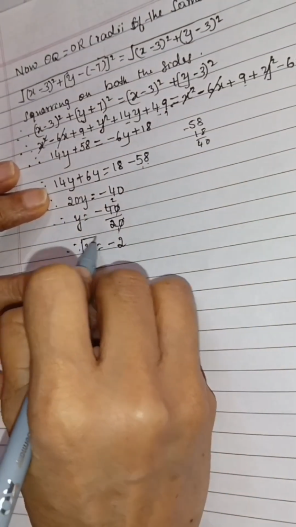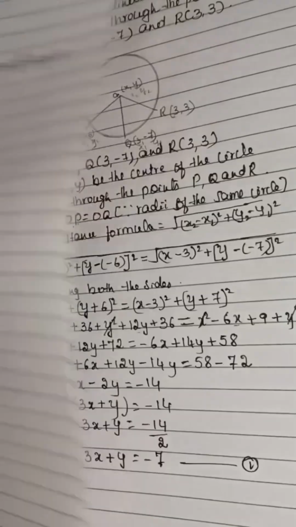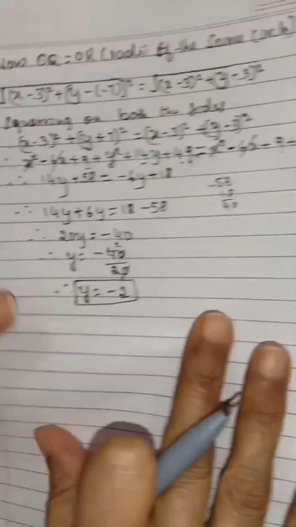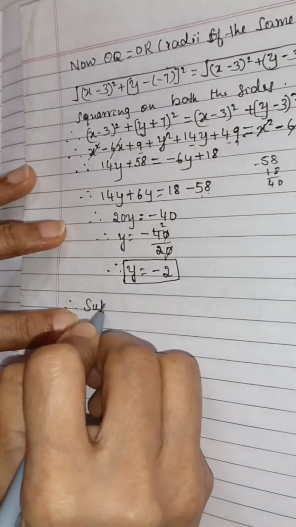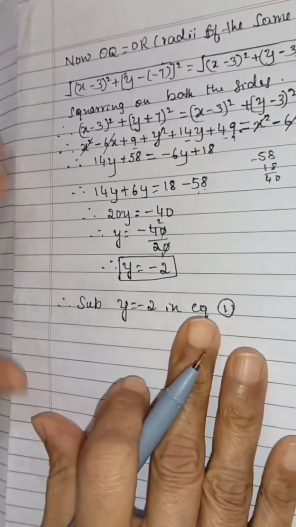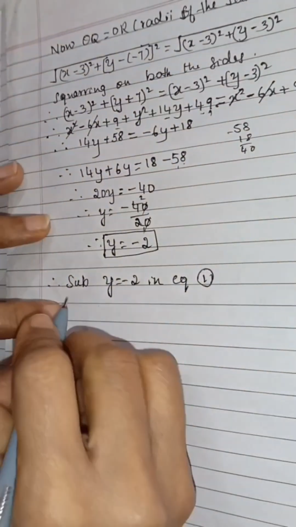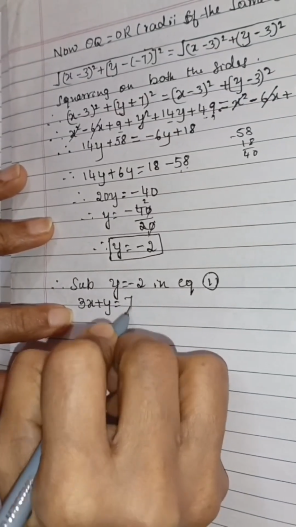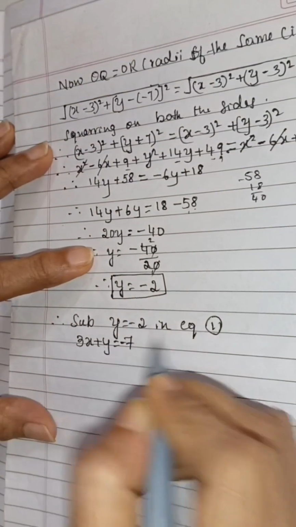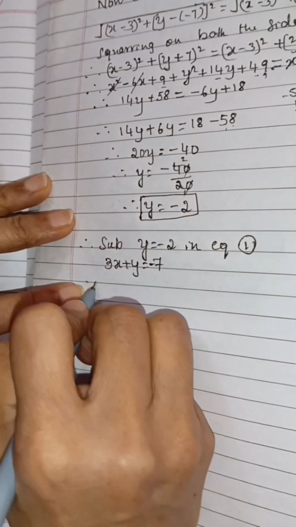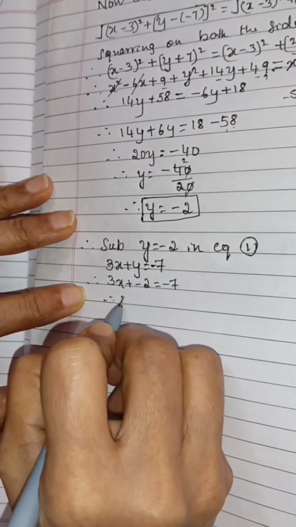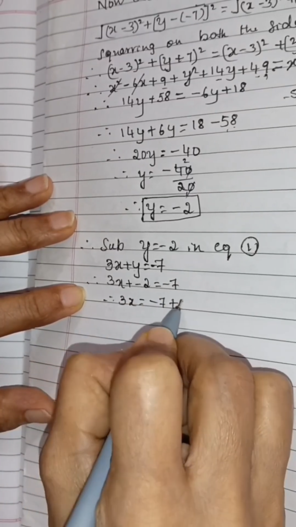See, this y value we have to substitute in equation 1 to find out the x value. What is equation 1? 3x plus y equal to minus 7. So substituting y equal to minus 2, 3x plus minus 2 is minus 7. Therefore 3x equal to minus 7 plus 2.